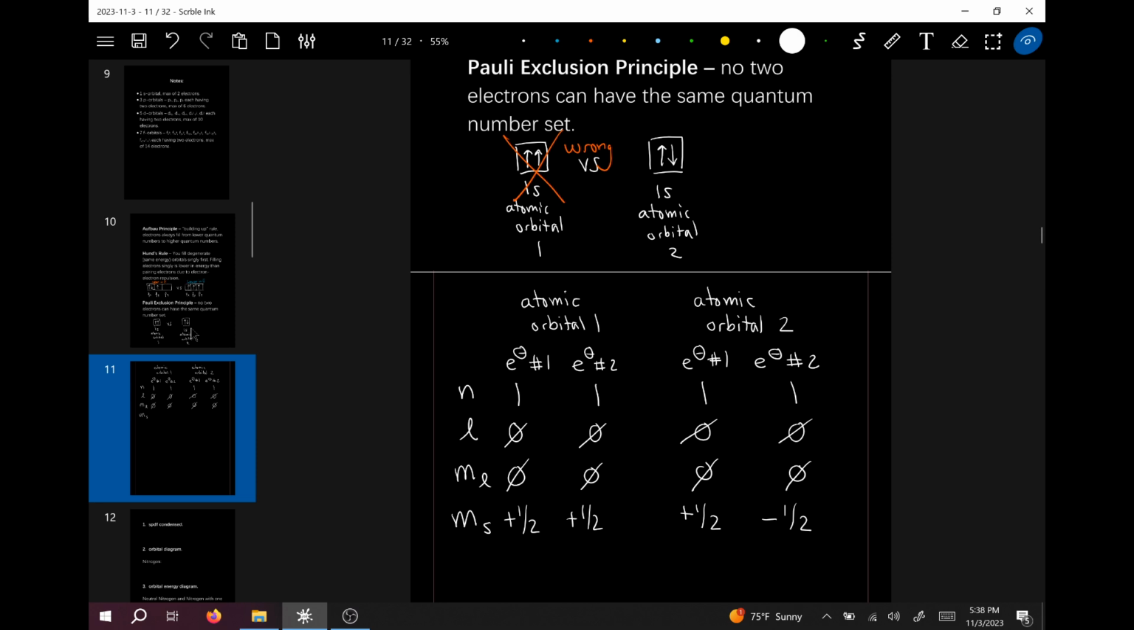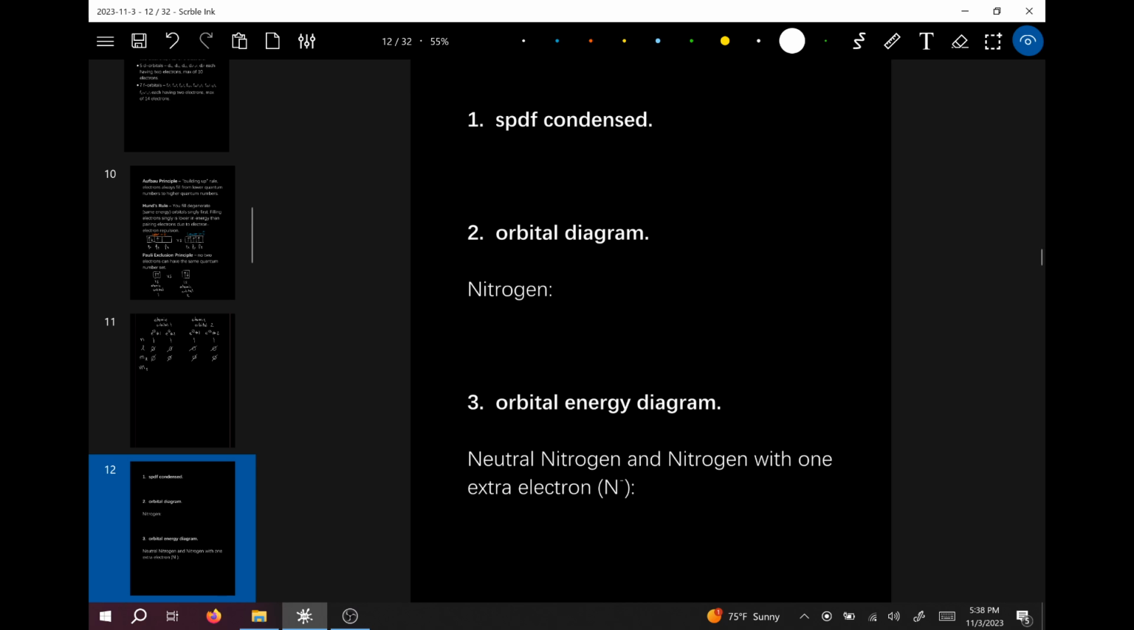But now I want to actually write down my configurations. So now that we've covered our rules, we know how to fill in our electrons from low energy to high energy. I want to actually write down the electron configurations. There are several different ways we can do this. We're going to cover, I think, 4 different diagrams, or is it 3? 3. We have first the SPDF condensed version, which is going to assign our electrons into atomic orbitals.